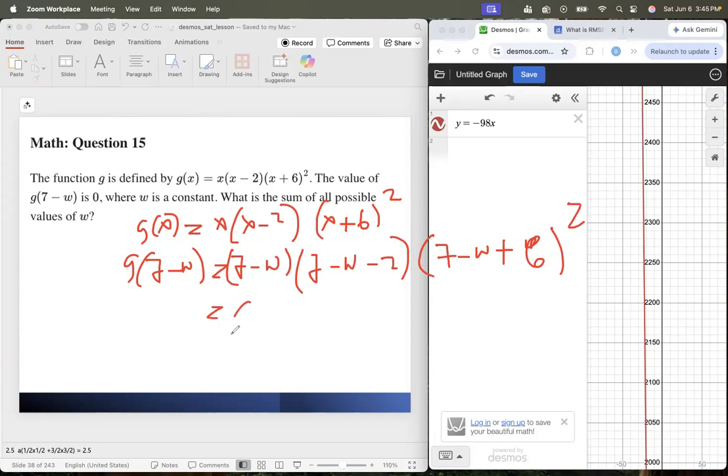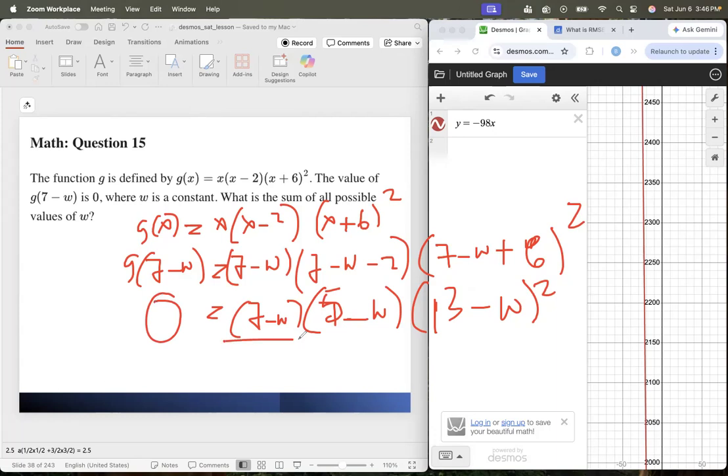This is a free point. I have 7 minus w, and then I have 7. This will be 5 minus w. This is also what? 13 minus w squared. But this is where the concept comes in. If all this is equal to 0, that means this is equal to 0, w is 7. That means this, w is 5. So you're thinking as you go through, that means when you solve this, w is also going to be 13. If you add all of them, you get 25.